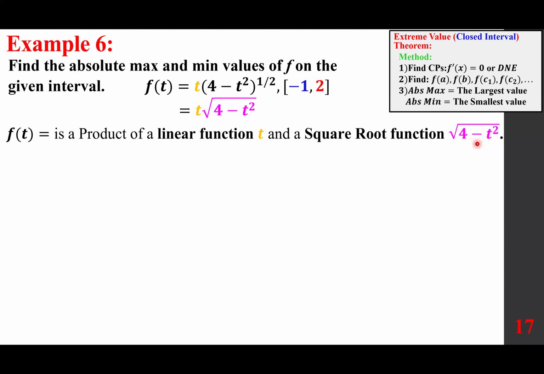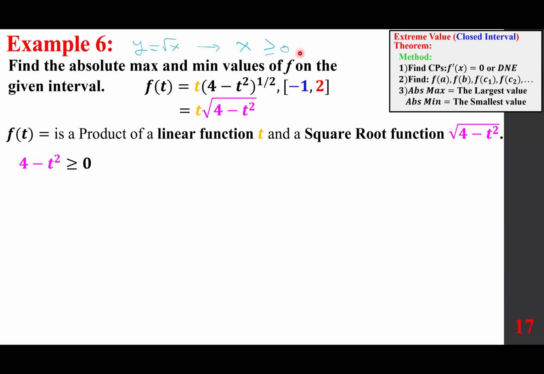What type of restriction? Let me remind you. When y is the square root of x, x must be larger than or equal to 0. In other words, when the index, when we don't write this 2, when the index is even, then the radicand must be positive. So the same thing here, 4 minus t squared must be greater than or equal to 0.